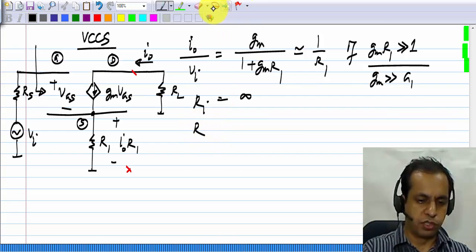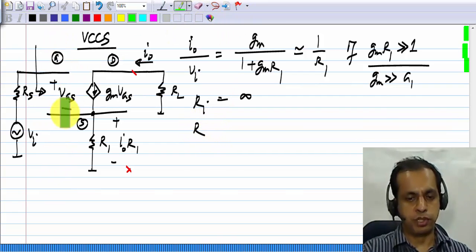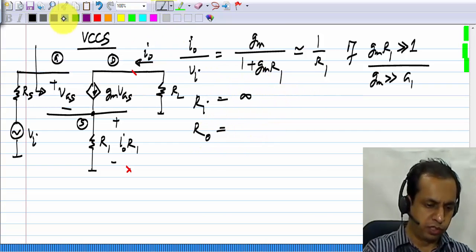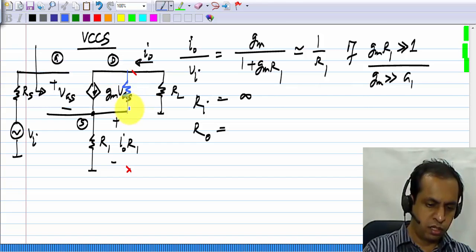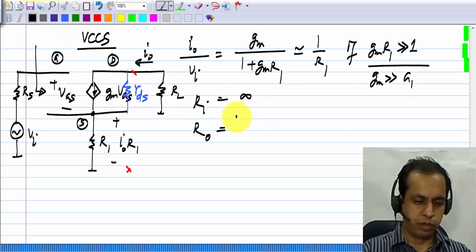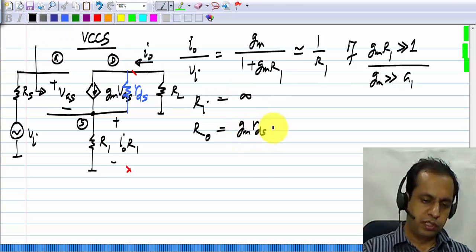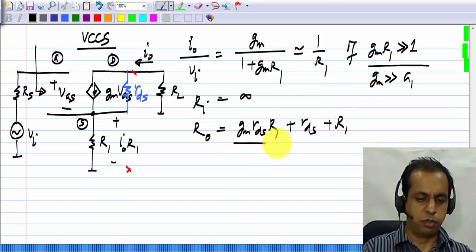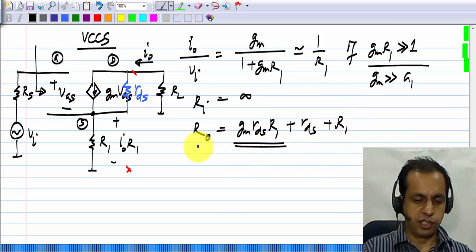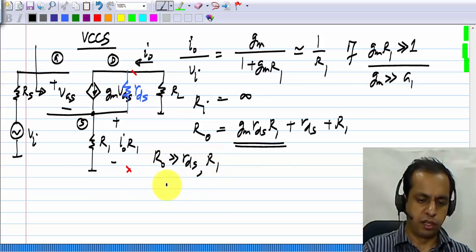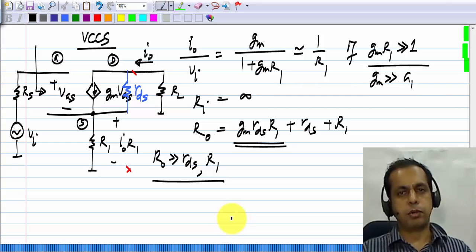And Ri looking in here is in fact infinity because no current flows into the gate. Of course, when we add biasing arrangements to this, that may change. And the output resistance, which can be usefully modeled only with the output conductance of the MOS transistor or output resistance RDS, is given by GM RDS R1 plus RDS plus R1. The most dominant term is this. So what this says is R0 is much greater than RDS and it's also much greater than R1. Okay, so it does provide a very high output resistance, but just not infinity.